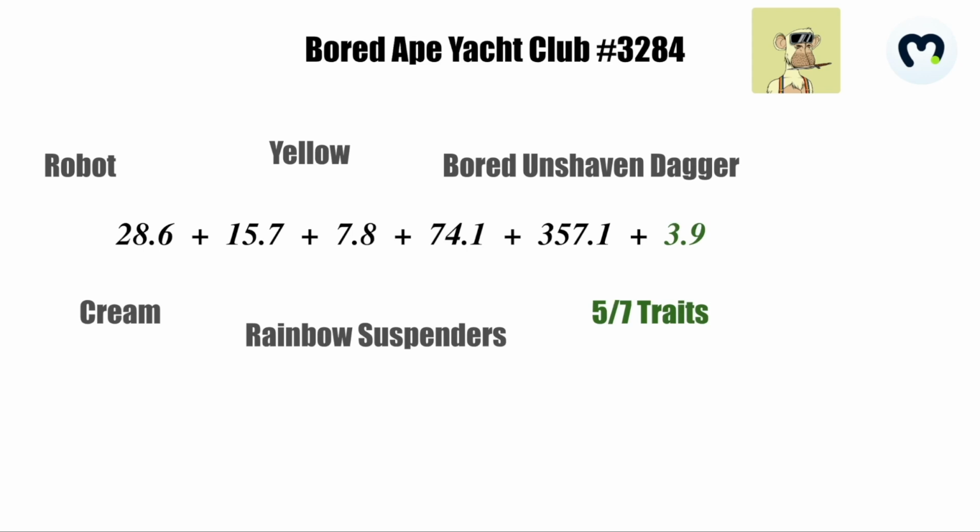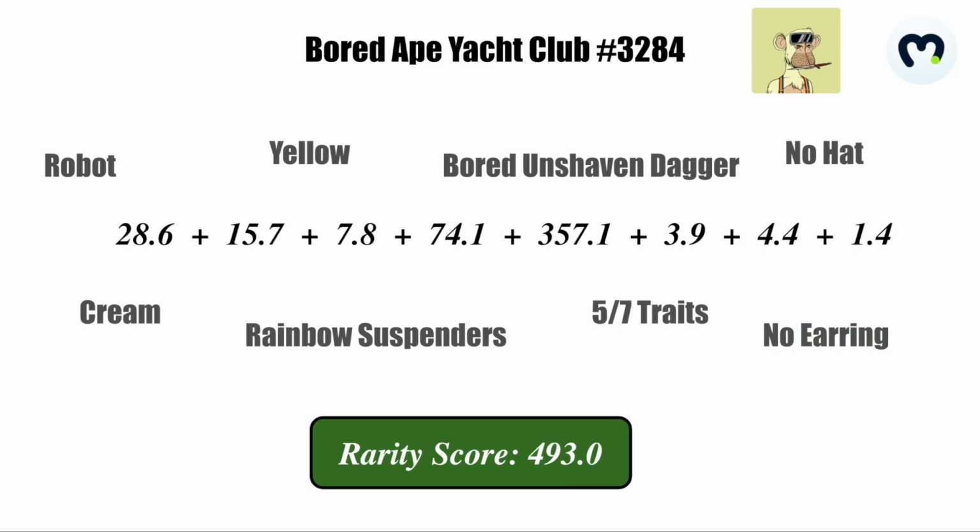We can even do this for the number of traits this NFT has. Within the collection, we see that very commonly these NFTs have only 5 of the 7 traits, which gives us a very low rarity score. And also, no hat is a very common NFT trait, and no earring as well. This gives us the total rarity score of 493.